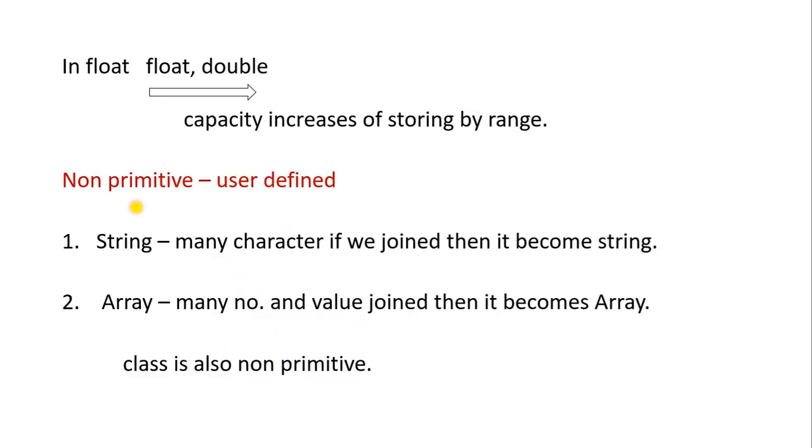Coming to non-primitive, I have told that data type has two categories: one is primitive and the other is non-primitive. Now we have finished the primitive. Now we will come to the non-primitive, that is the user-defined data type, the data type which the user has developed or made. String: many characters joined together become a string. For string we have a separate course, separate videos we will make, and we will see it later.